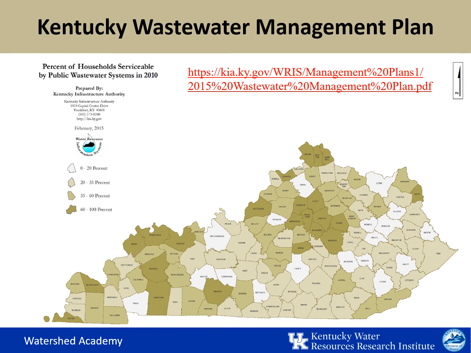In the Wastewater Management Plan, you will find the percentage of homes that are serviceable for public wastewater systems. This will give you an idea of the number of septic systems or straight pipes that you might find in your area.